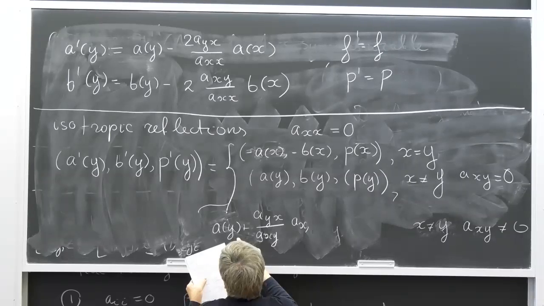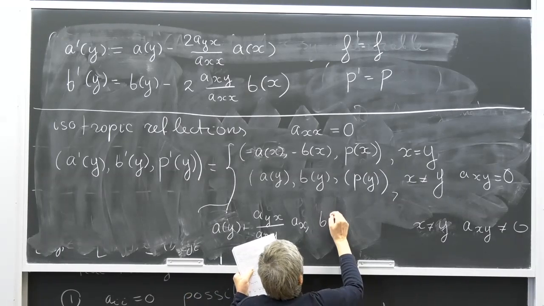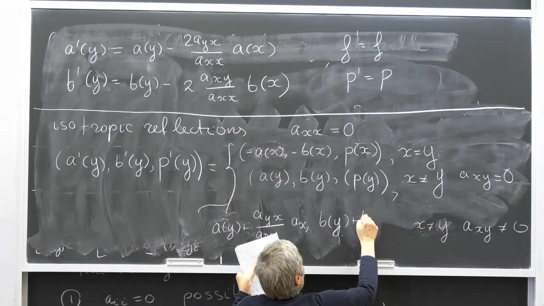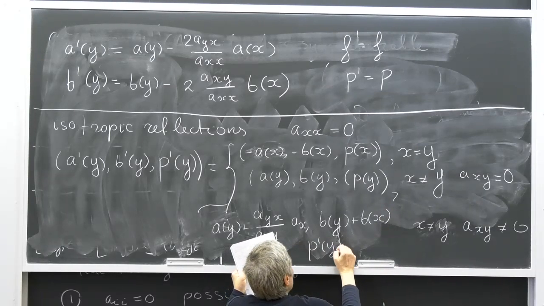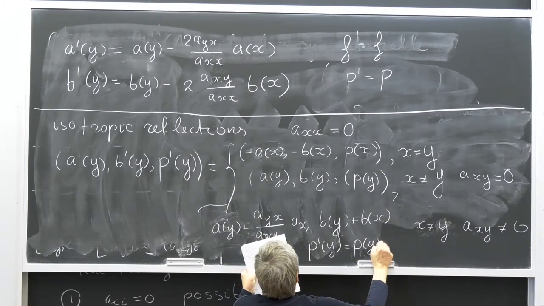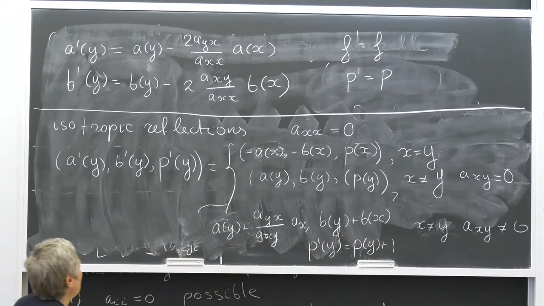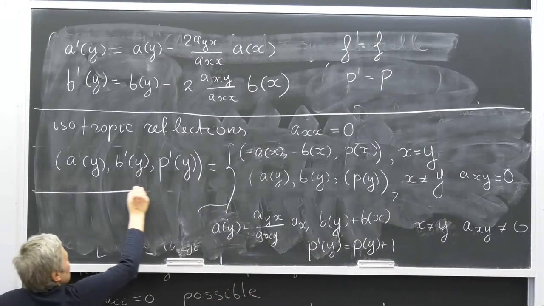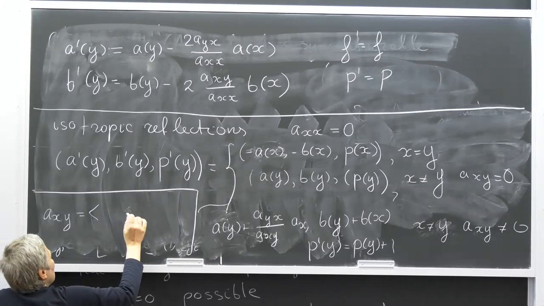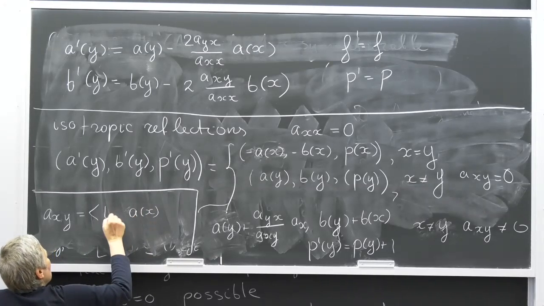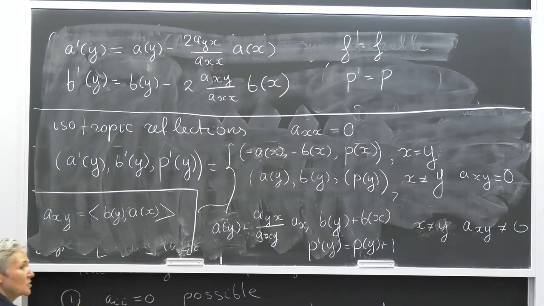So this is A prime, and for B prime, I have just the sum. And for P prime, I shift it by 1. I am afraid that I really didn't explain what is AXY, but this is, of course, a Cartan matrix. AXY is a result of pairing A of X and B, where this is the nature of pairing between spaces. And this is basically Cartan matrix.